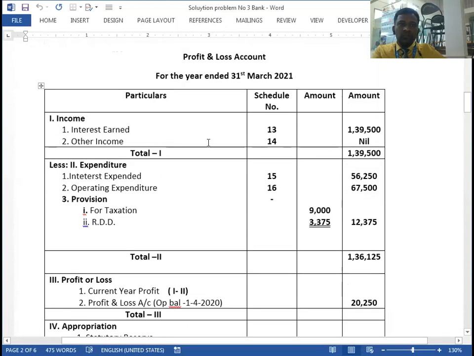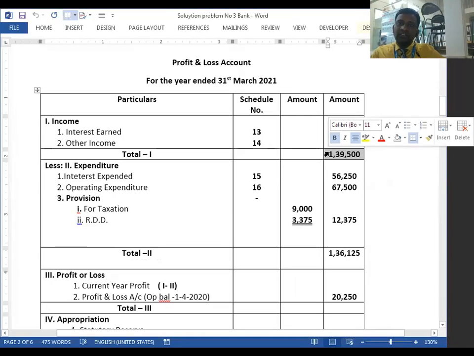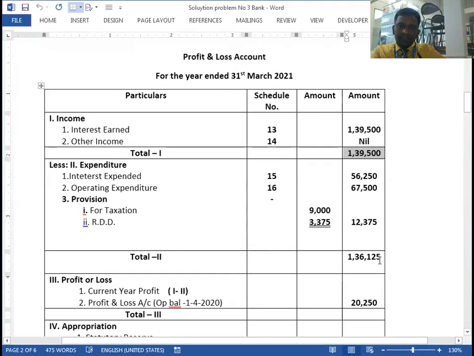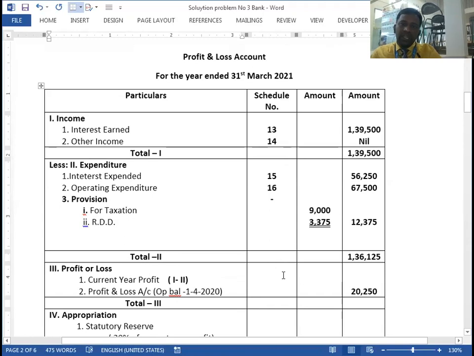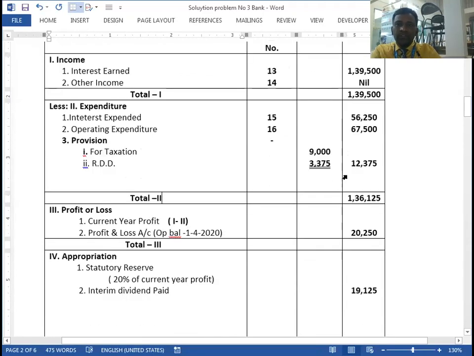Now it is time to close the profit and loss account. So total first: schedule number 3, 1,39,500. Schedule number 14 is nil. Then interest expended, schedule number 15 is 56,250, and schedule 16, 67,500. There are two items, provision for taxation and RDD, 9,000 plus 3,375, 12,375. So this is the total first, 1,39,500, and this is the total second, that is 1,36,125.